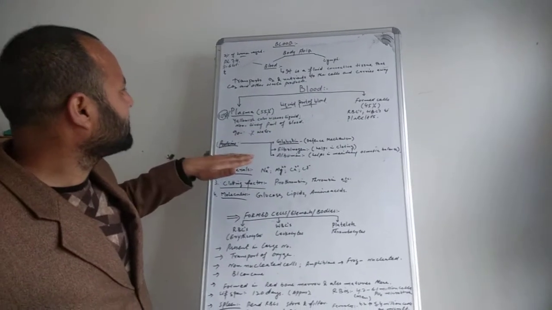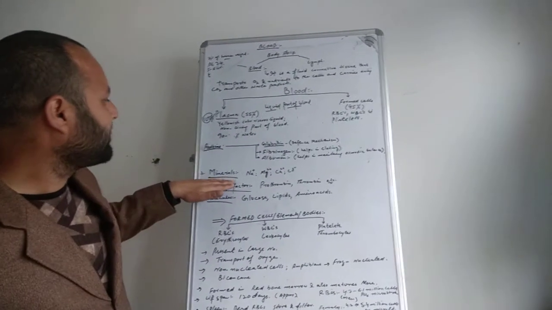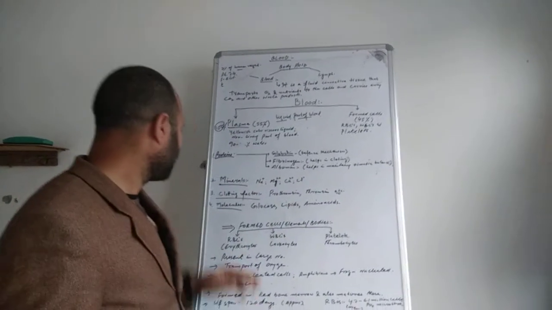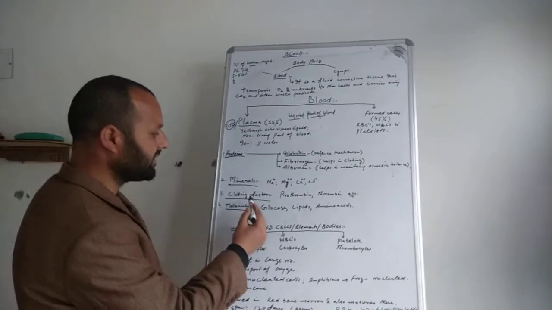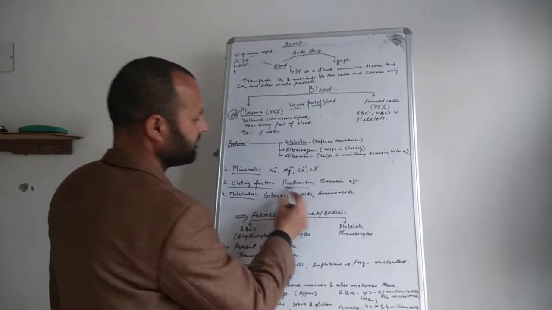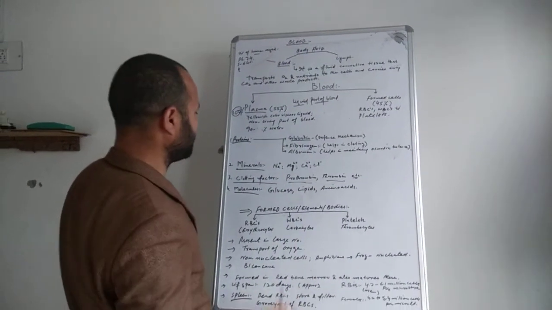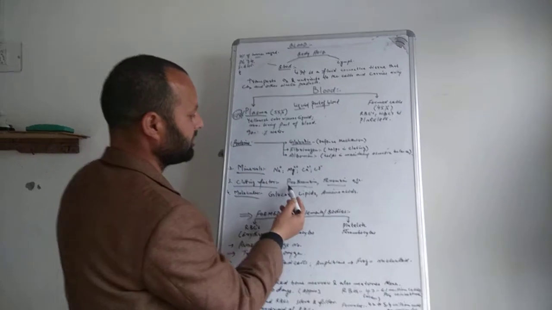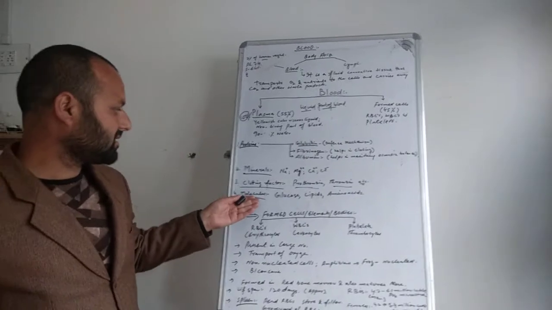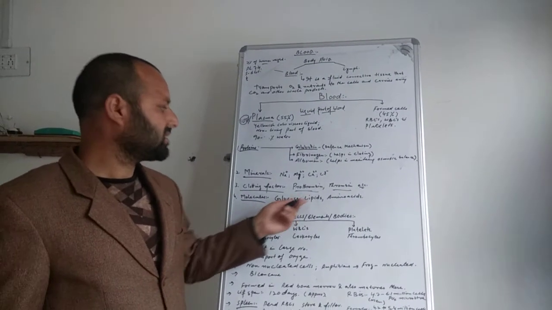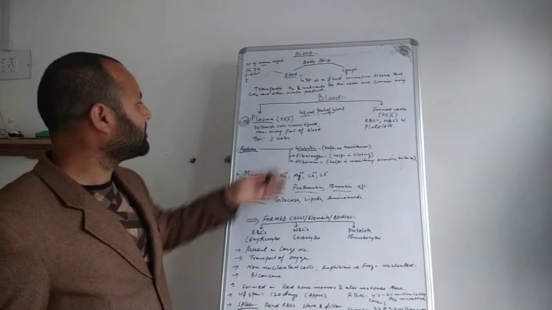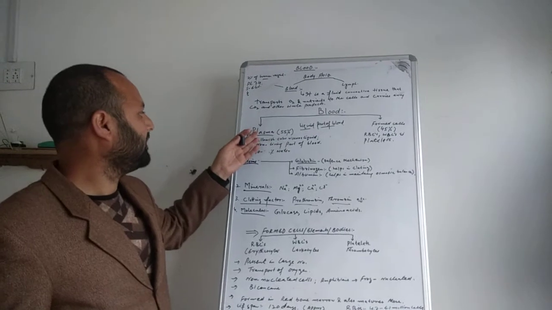Second, present in the plasma are minerals like sodium, magnesium, calcium, and chlorine. Third is clotting factors. What are clotting factors? These two are clotting factors present in the plasma: prothrombin and thrombin. Fourth are molecules like glucose, lipids, and amino acids. These are the other elements which are present in the plasma.